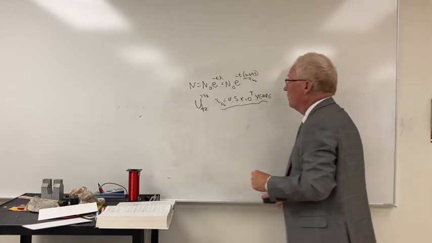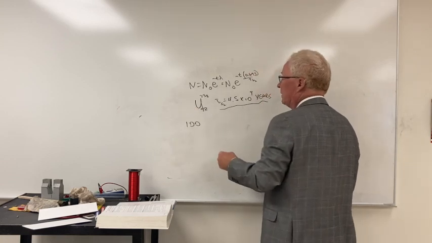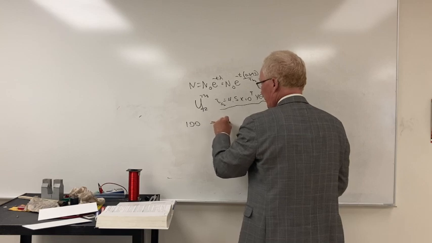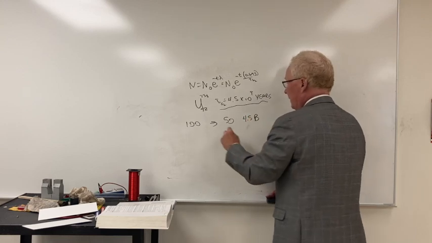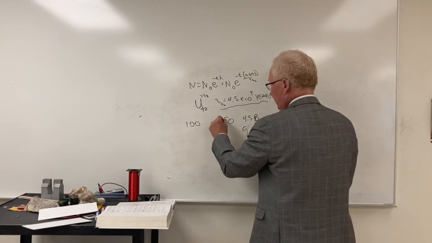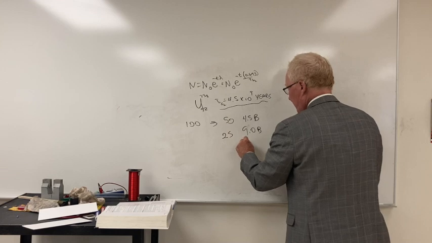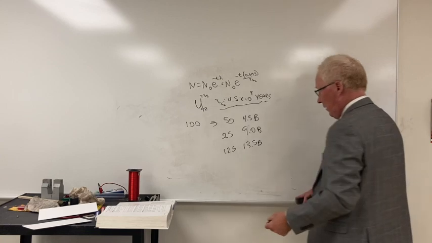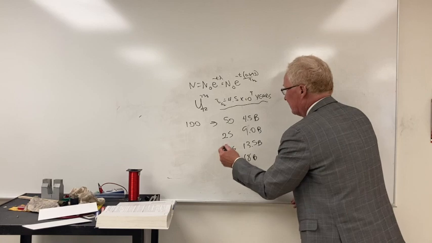Meaning, if you start with 100 atoms of uranium-238, after 4.5 billion years you will go down to 50. After 9 billion, another half-life, it'll halve again, so it'll be down to 25. After 13.5 billion years, it will be down to 12.5, and so on. And after 18 billion years, it'll be down to 6 or so.